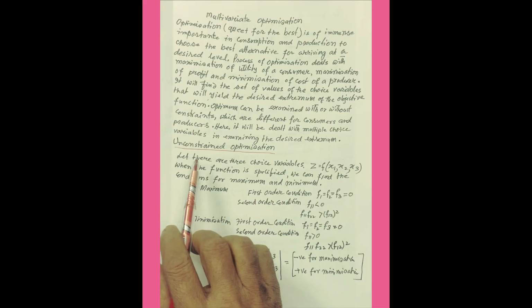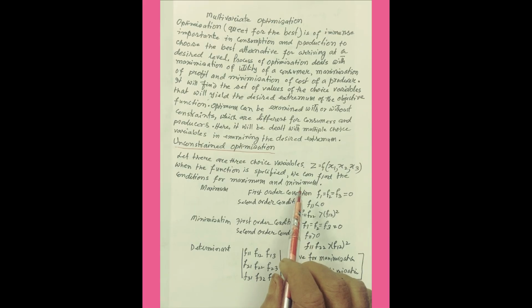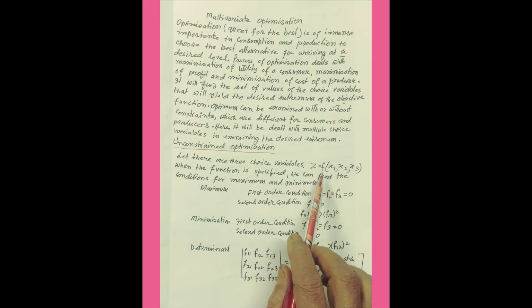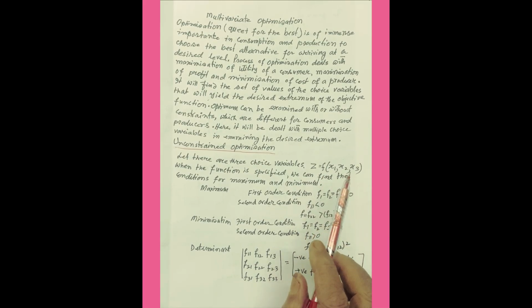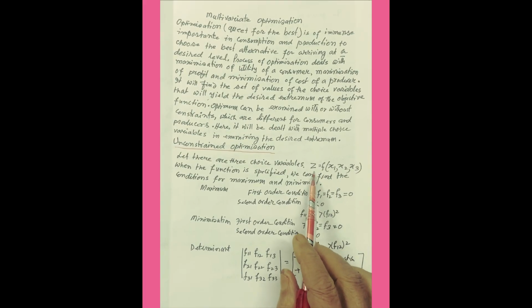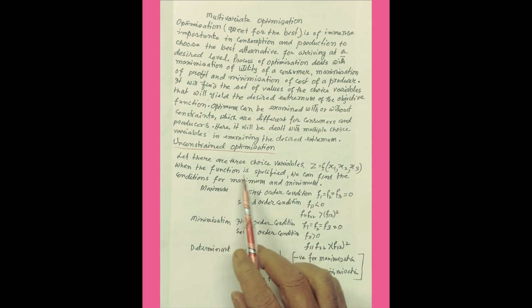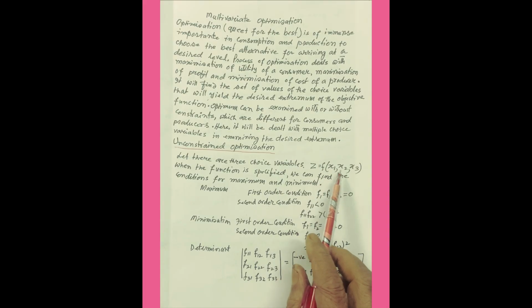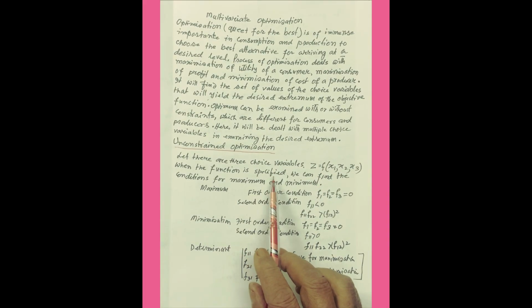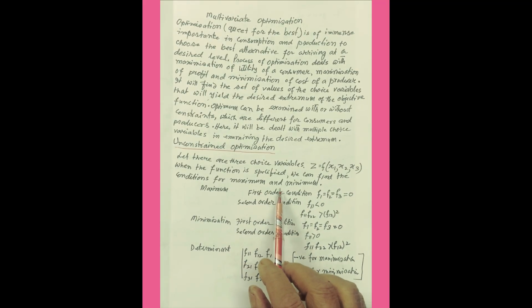Now let us discuss unconstrained optimization. There are three choice variables. Z is a function of x1, x2 and x3. For simplicity of handling by hand, let us take three choice variables. Z is a function of x1, x2 and x3. Now the function is not specified here; it will be specified with data. We can find the conditions for maximum and minimum.